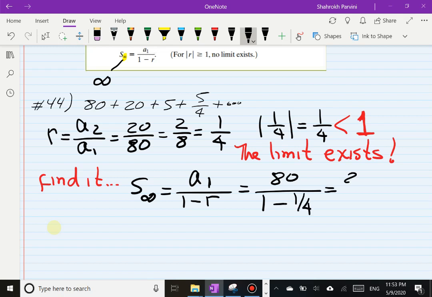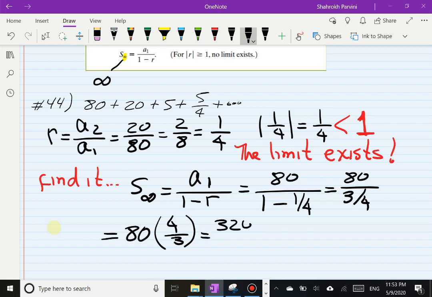Well, 1 minus 1/4 is 3/4, isn't it? And in this case, we're going to invert and multiply. We get 4/3. When you invert 3/4, you get 4/3. 4 times 80, 320 divided by 3. Now this sum, 320 divided by 3, I'm doing without a calculator. That is 107 and change, right?